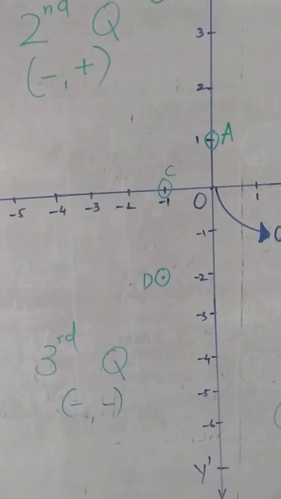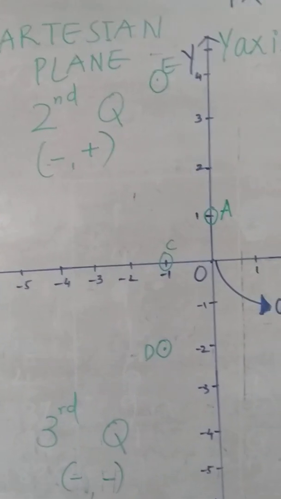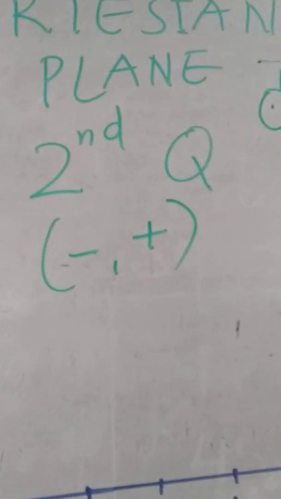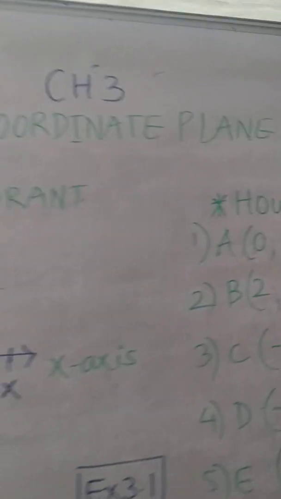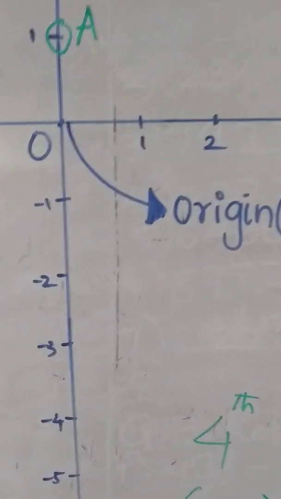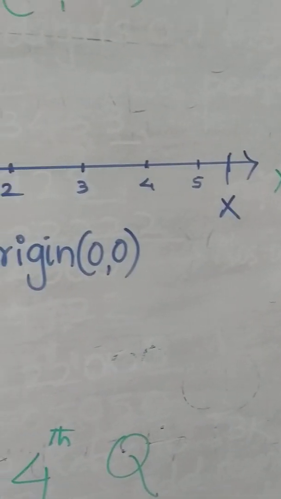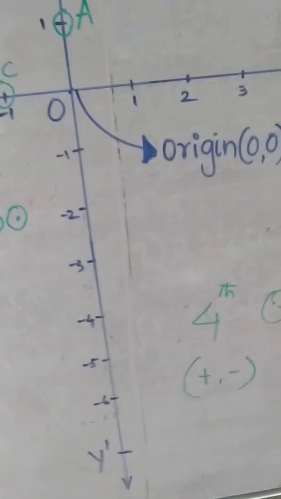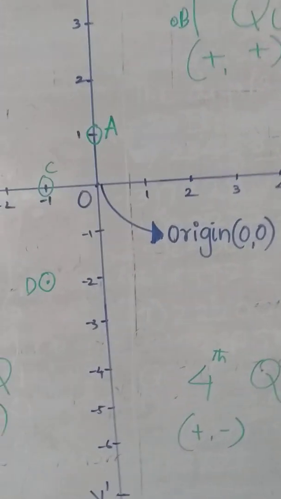The position of a point is located on a plane by drawing two lines mutually perpendicular to each other. The plane is called a Cartesian plane or a coordinate plane. Can you see? The horizontal line is called x-axis. Can you see x-axis? And the vertical line is called y-axis, and the meeting point is called origin, and the coordinates are 0, 0.